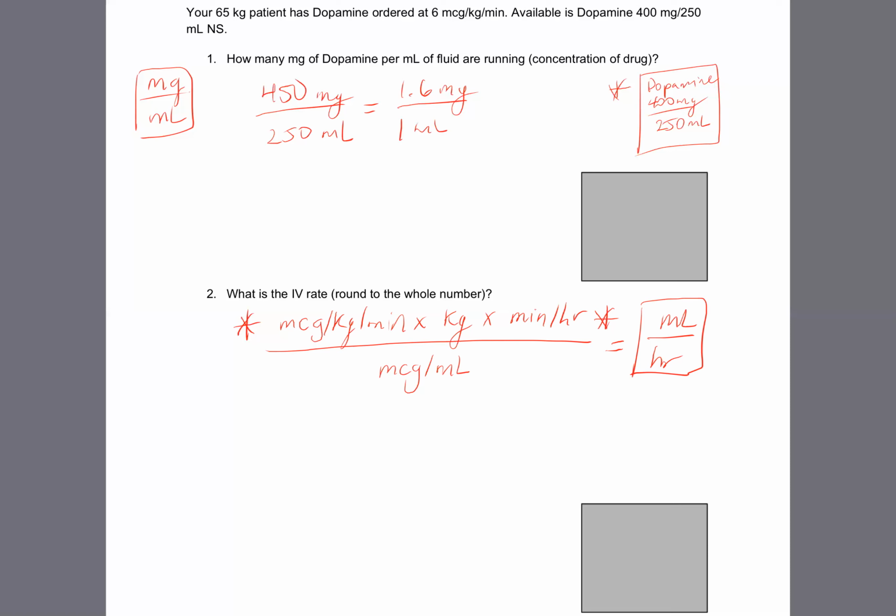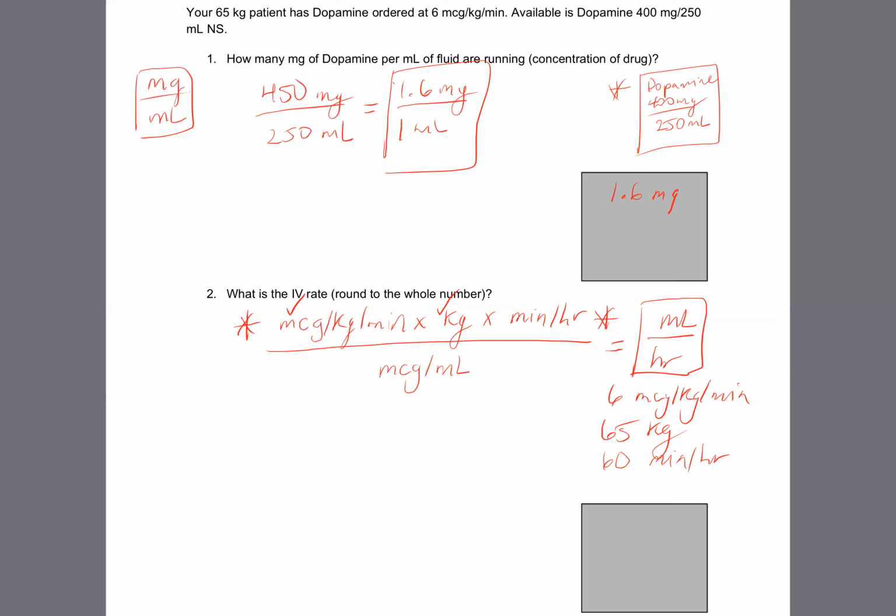So let's see what we have. Did the equation give us micrograms per kilogram per minute? Yes, it did. There are 6 micrograms per kilogram per minute. Did the problem give us the patient's weight? Yes, it gave us the weight, 65 kilograms. We know that this is going to be 60 minutes per hour because that doesn't change. And did they give us micrograms per ml? Well, in number 1, we figured out milligrams per ml.